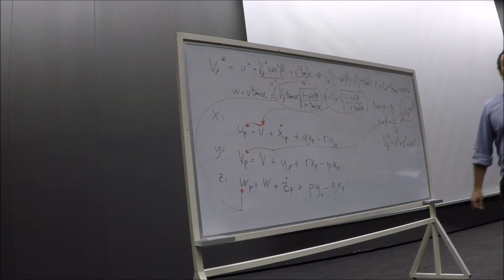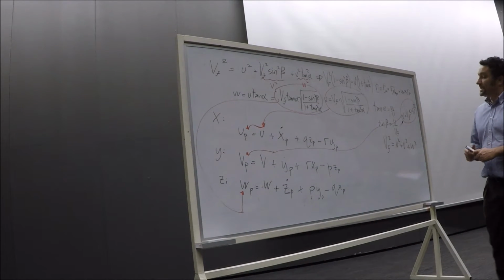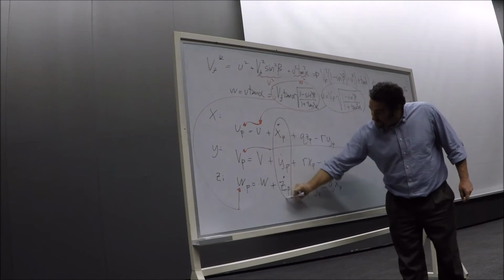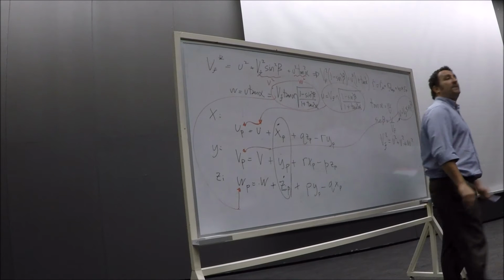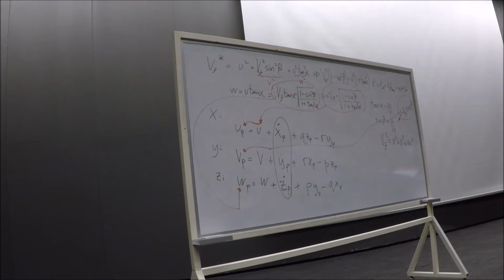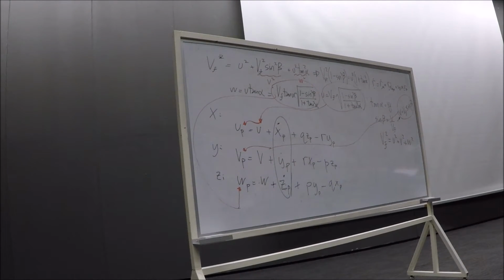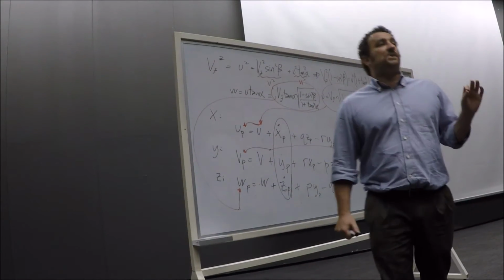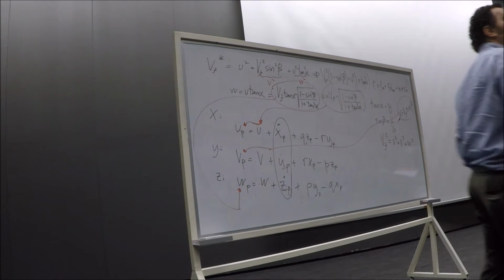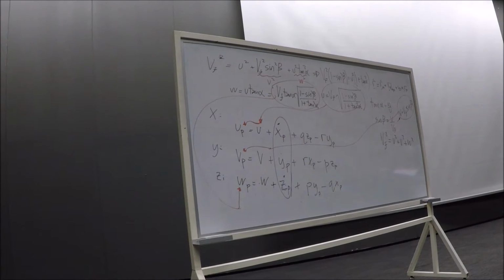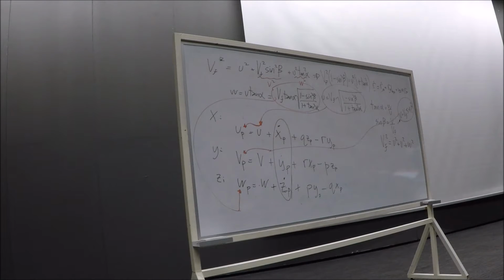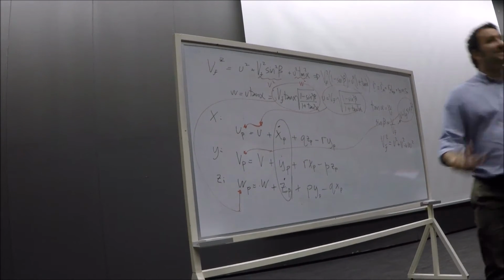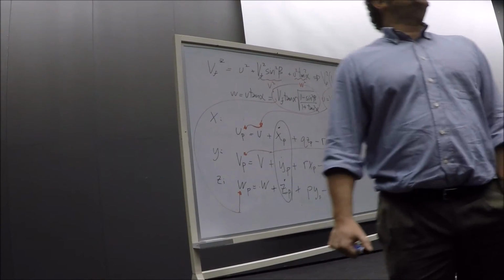Okay, the second part of the question asks us to determine what is the significance of the terms x dot p, y dot p, z dot p. So what do x dot p, y dot p, and z dot p measure? Yes, it's a velocity, but what is this velocity due to?